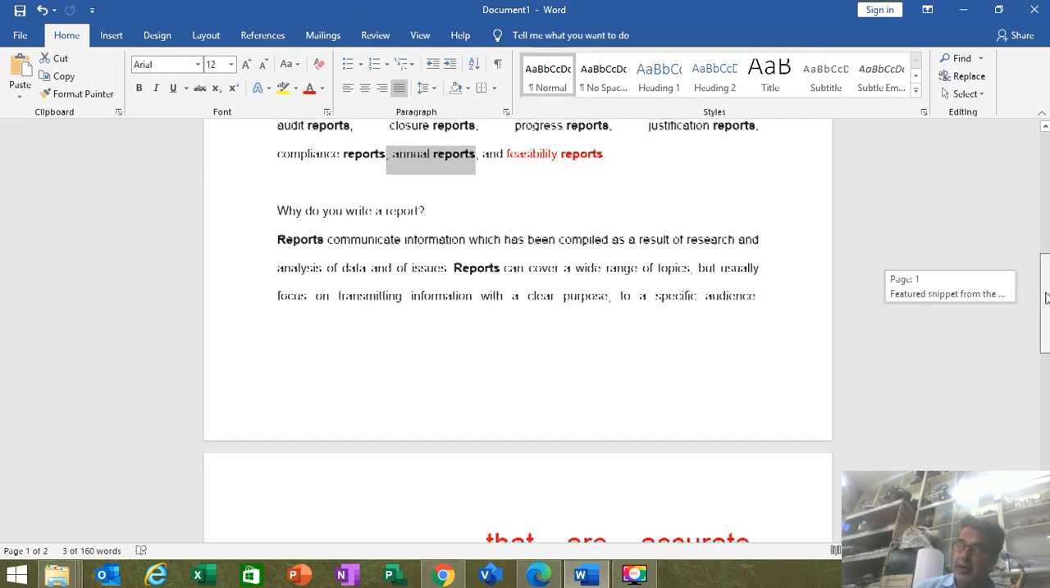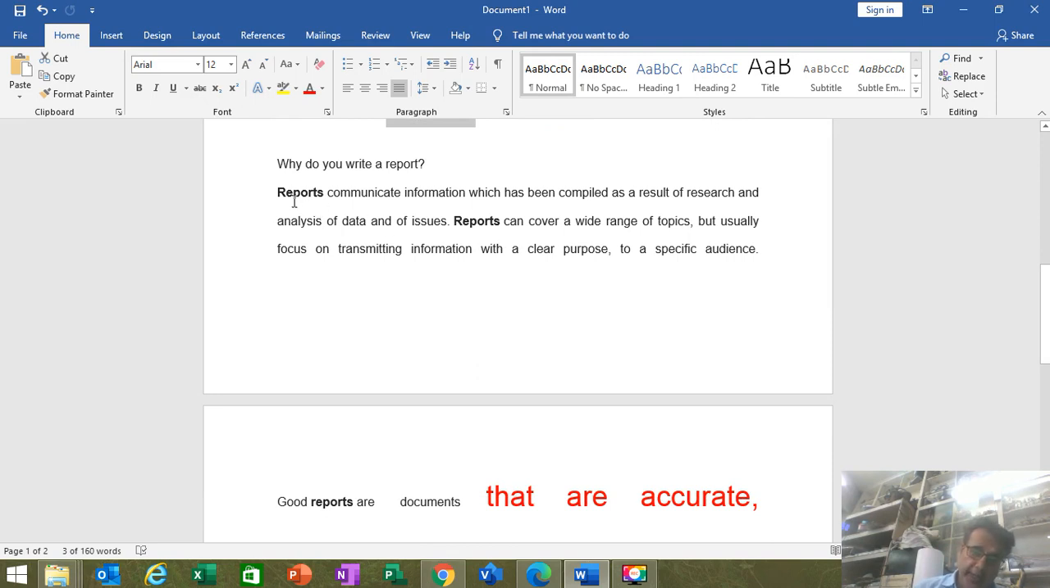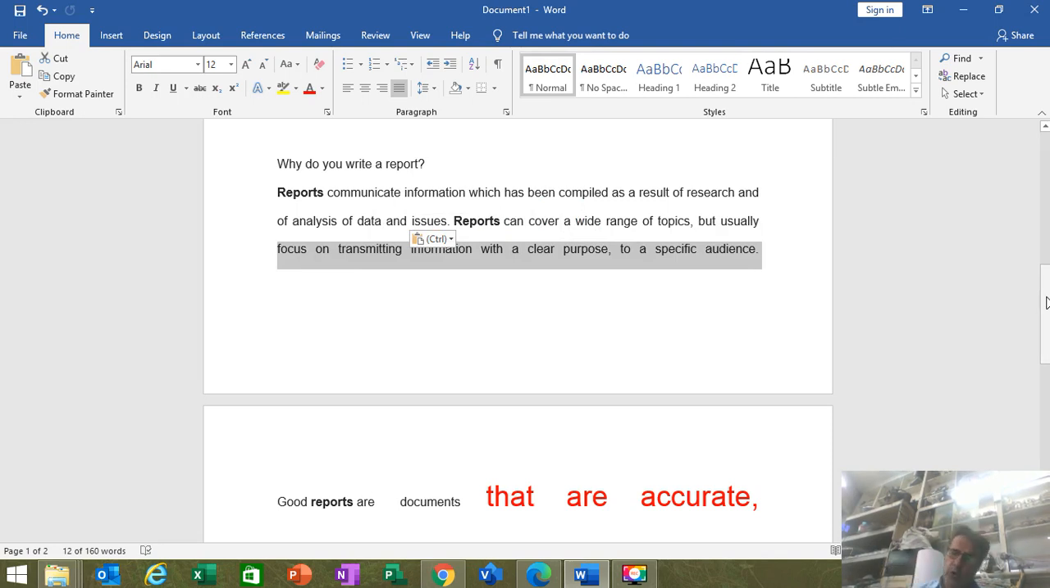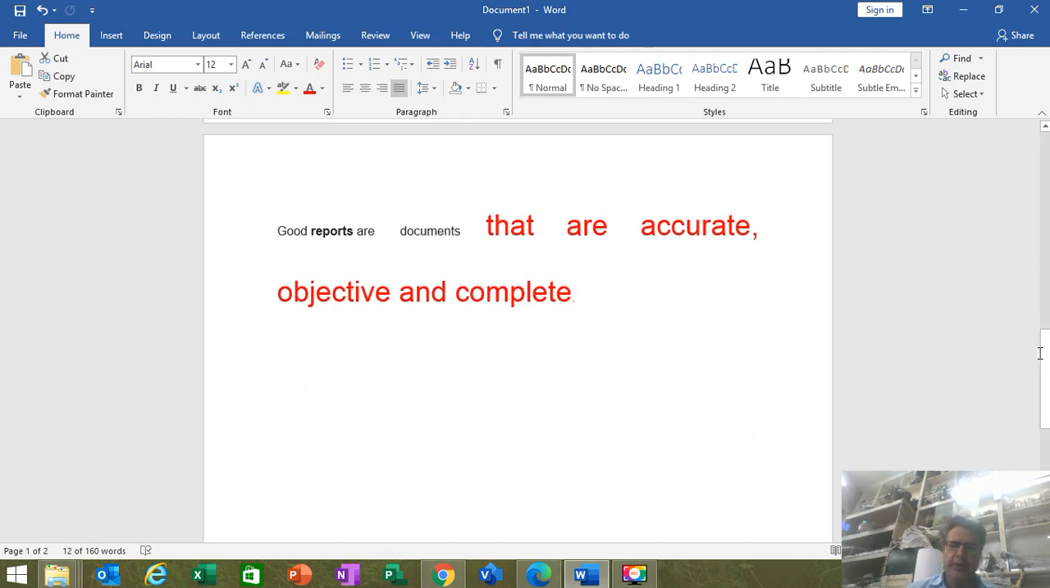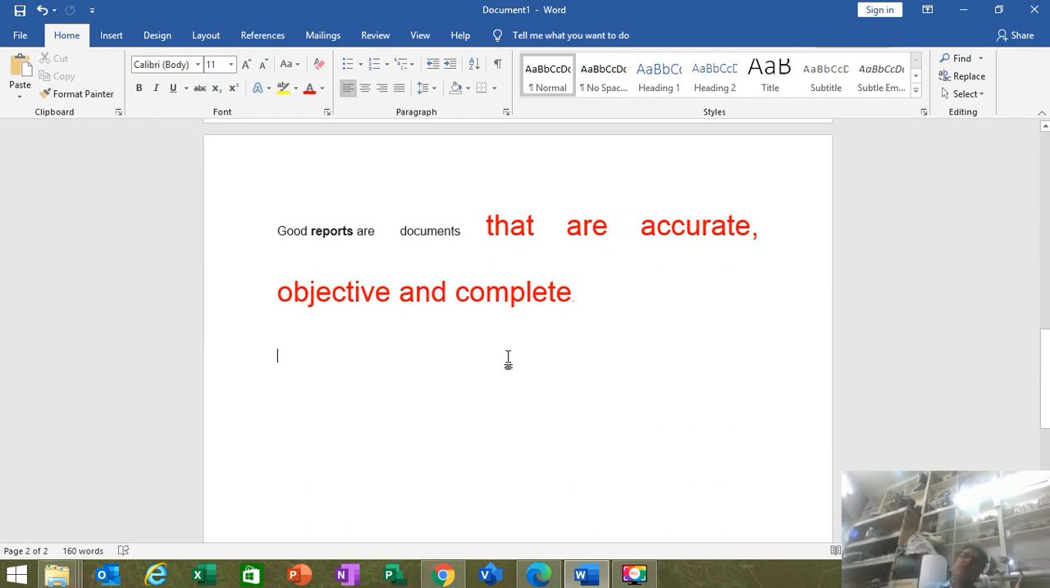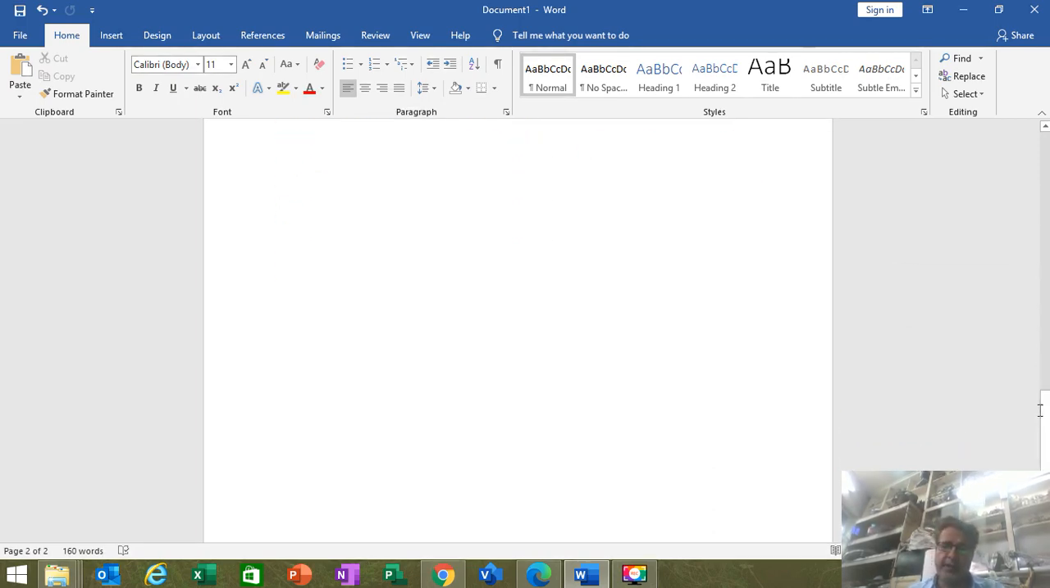Why do you write a report? What is the purpose of writing a report? You must remember that reports communicate information which has been compiled as a result of research and analysis of data and of issues. Reports can cover a wide range of topics, but usually focus on transmitting information with a clear purpose to a specific audience. Good reports are accurate, objective, and complete. What do we mean by objective? Objective means that no personal feelings should be there in reports. Rather, they should be quite objective.